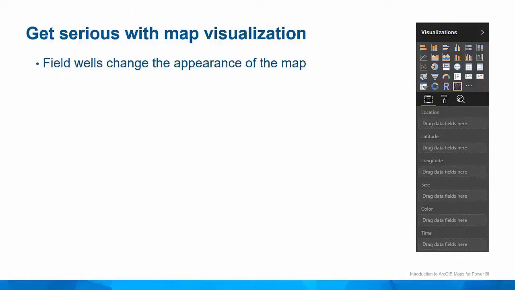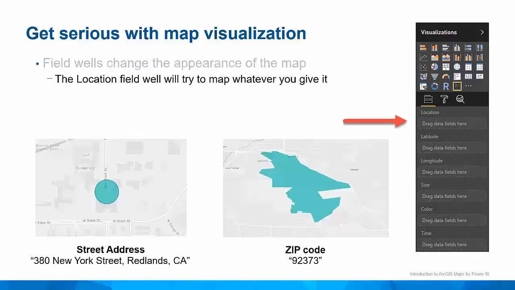Like other visuals in Power BI, you will use field wells to interact with the map visual. Let's take a look at what they do. To add locations to the map, you can use the location field well or the latitude and longitude field wells. Use the location field well when you have addresses or standard geographic boundaries, such as states, counties, or zip codes.